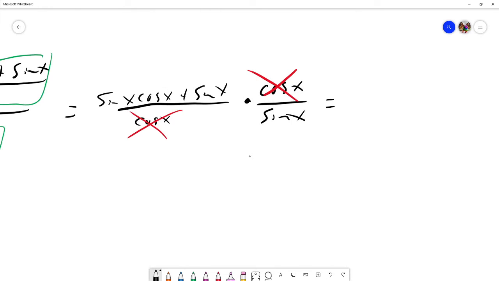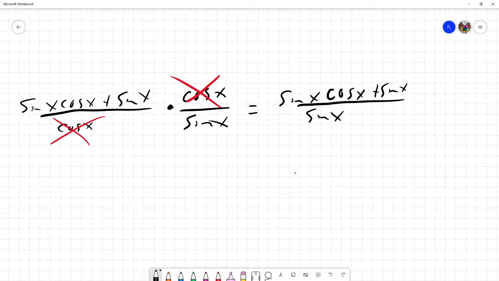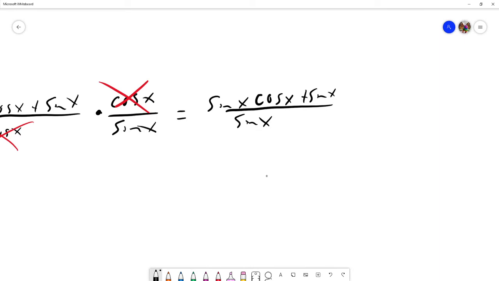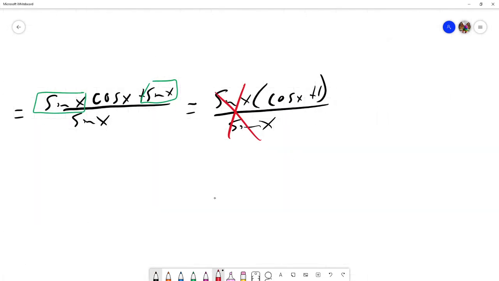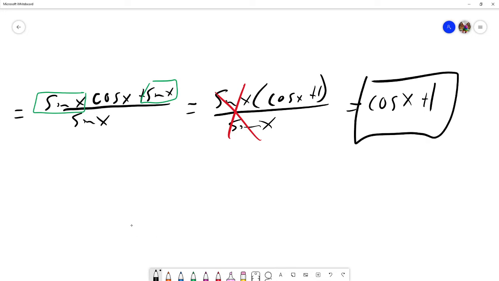And so let's keep having fun here. So we get cosine x plus sine x divided by sine x. And notice here that we have a sine and a sine, which means we can factor out a sine. So you get sine x times cosine x plus 1, divided by sine x. And note that the sines kill each other off, leaving you with just cosine x plus 1. And since there's no real way to simplify that further, we'll call that good.